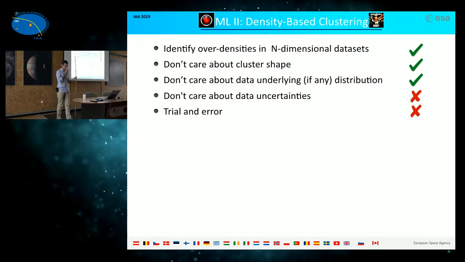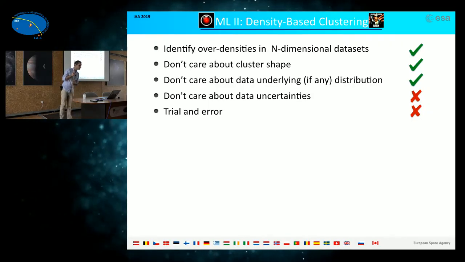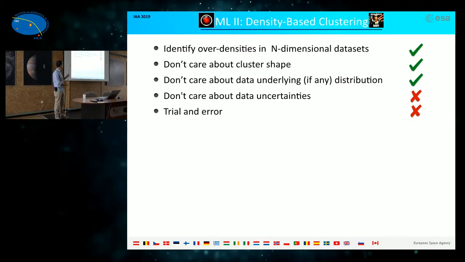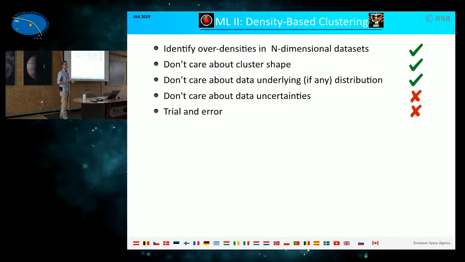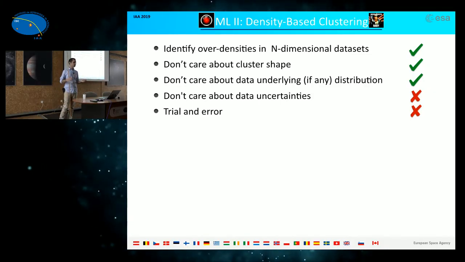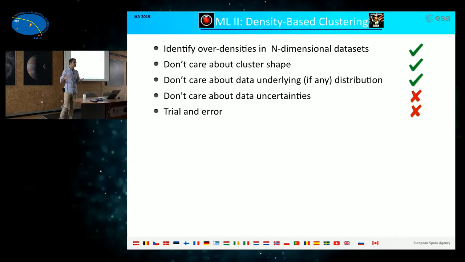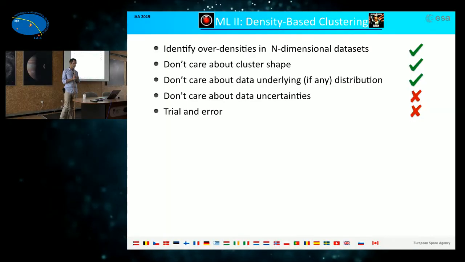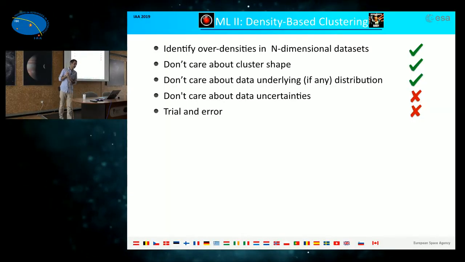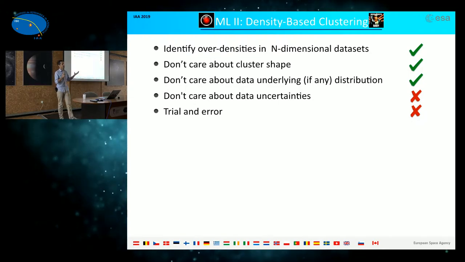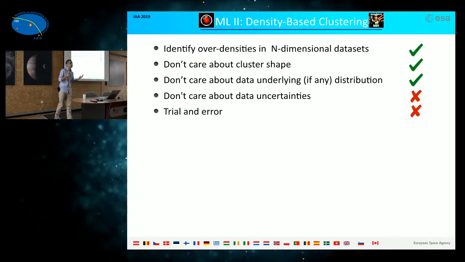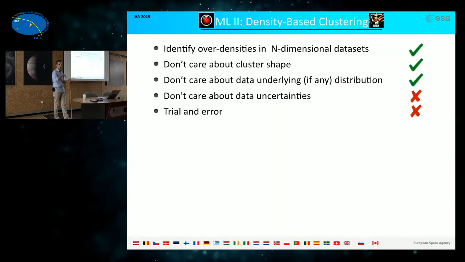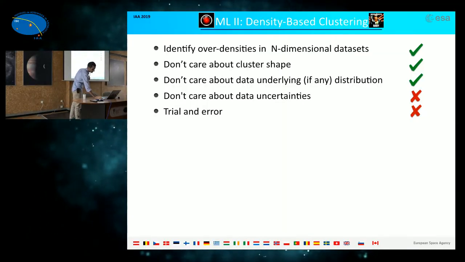But then, of course, if you're a very conservative astronomer, and I used to be, at least in the past, there are some things that I didn't like about these algorithms. For instance, they don't care about the data uncertainties. I couldn't take into account the information contained in the uncertainties, the errors associated to these measurements. So I couldn't take into account the errors of the Gaia catalog, let's say. And also there is a lot of trial and error. These algorithms are not really deterministic. You have to do many trials and errors, and then you learn, and eventually you have an idea of what you are doing.